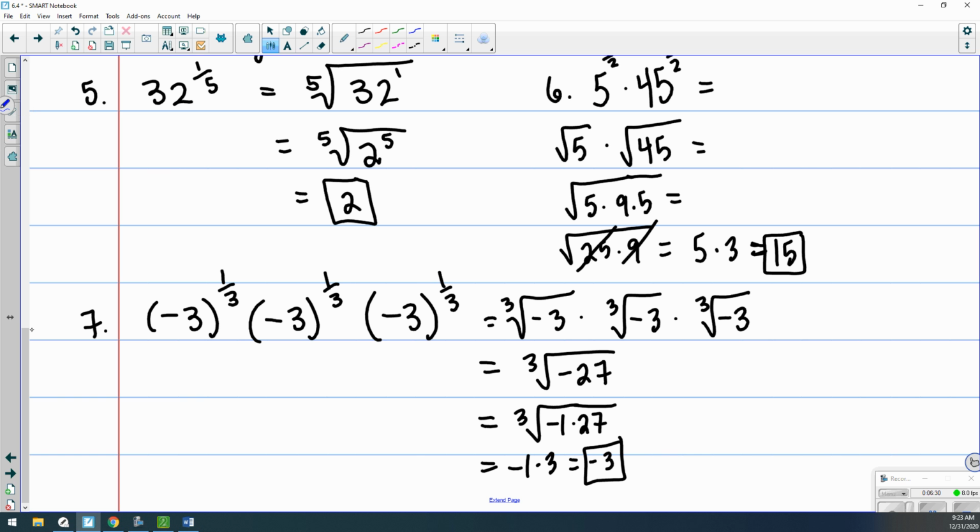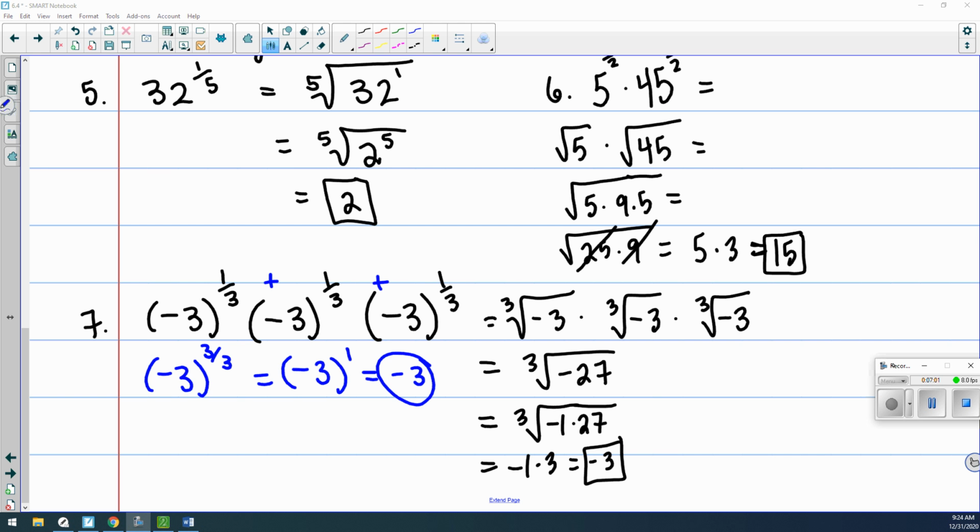How do you feel about -3 to the 3/3 power? Now, 1/3 plus 1/3 plus 1/3 is 3/3. That gives me -3 to the first power, which is just -3. So that's an alternative way of doing that problem. So if you have the same base with an exponent, you are going to add those exponents together. 1/3 plus 1/3 plus 1/3 is 3/3, which is just another name for 1. Okay, so I'm going to stop there, converting between radical and rational form when you have rational exponents.